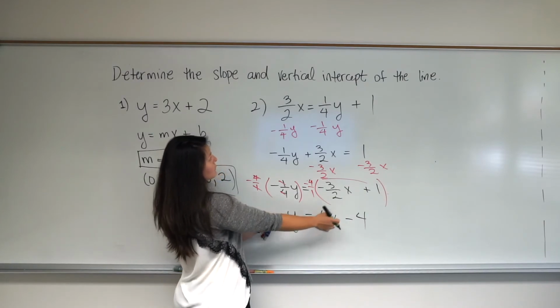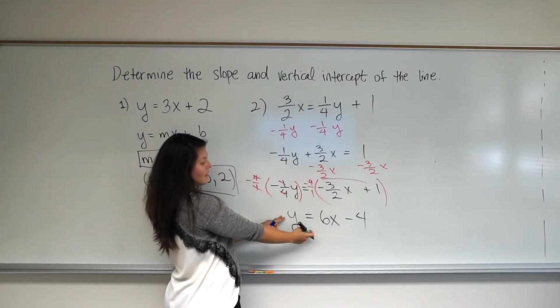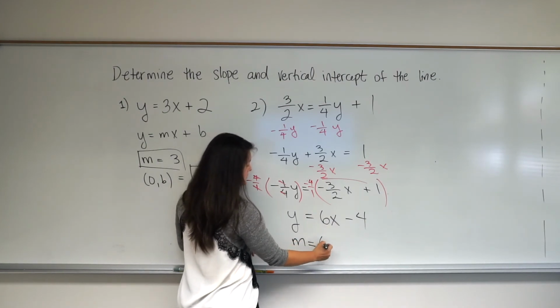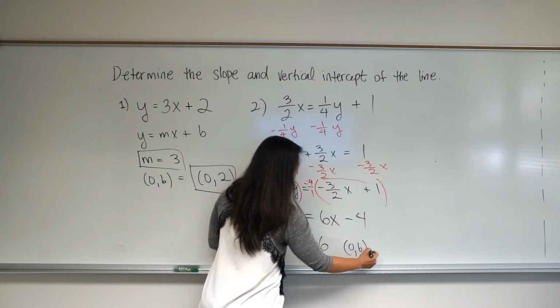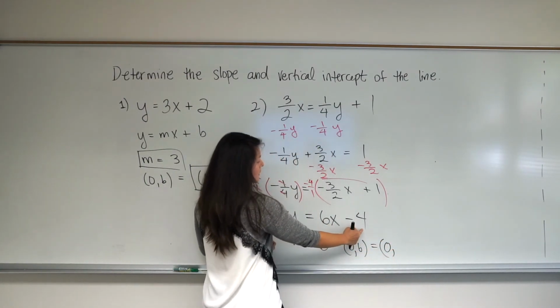This equation is equivalent to the starting equation that we had, but now it's in mx plus b, or slope-intercept form. So you can see that your slope is 6, and your y-intercept, which is the point 0, comma, b, remember, that's going to be 0, comma, negative 4.